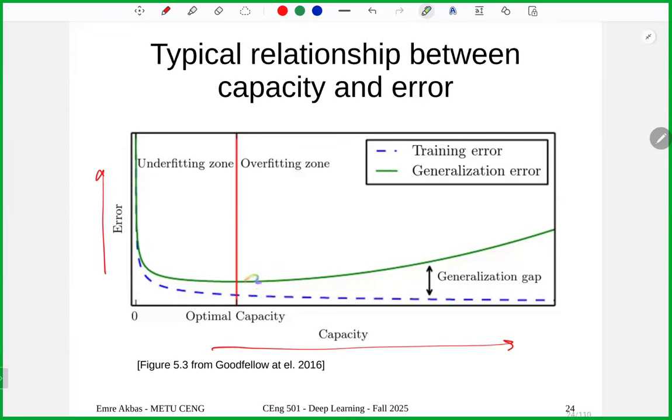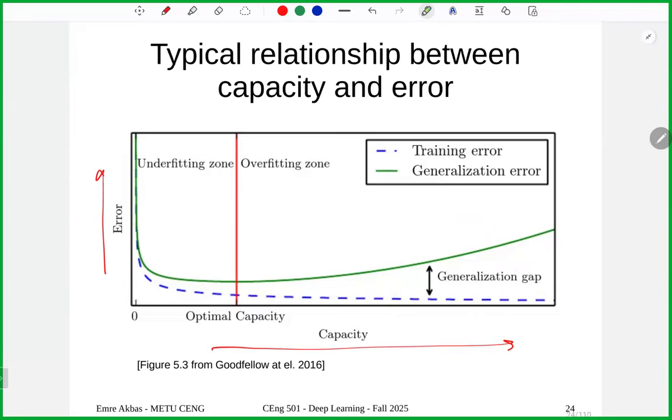The point where this change starts to happen, you can call it the optimal capacity, and towards the right of it is the overfitting zone. Towards the left, it is the underfitting zone. We call this overfitting because our model is doing better on our training set, but worse on the test set. So it's memorizing the training set, right? It's overfitting.